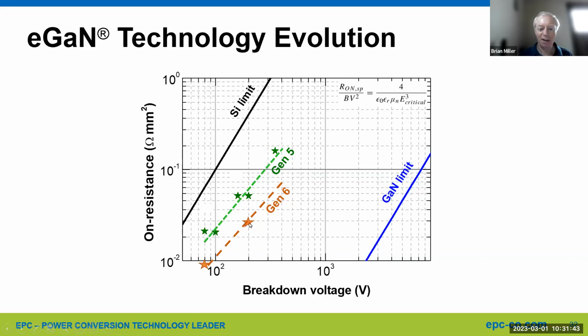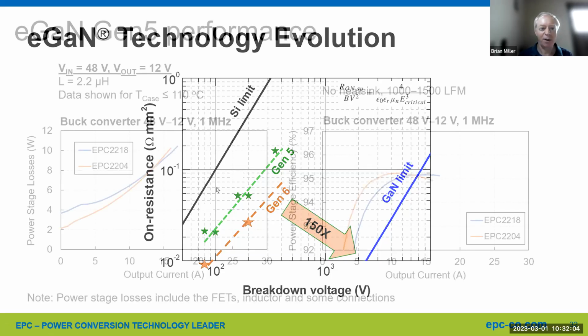They become better for on resistance versus size and so forth. It's 150 times from the GaN limits. Even though it's twice as good, still there's a lot of room for improvement. Now let's look at Gen 6 parts, what that really means.